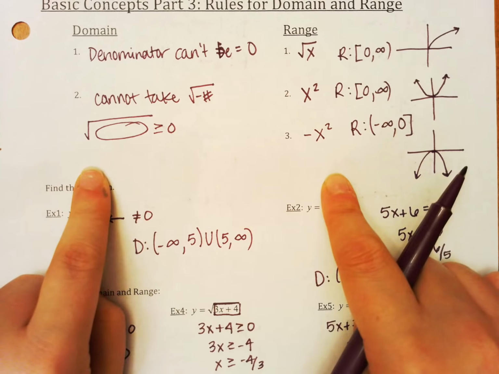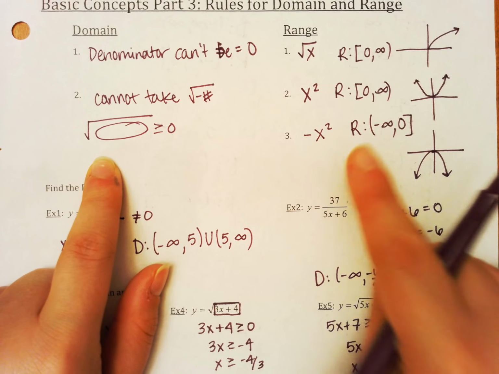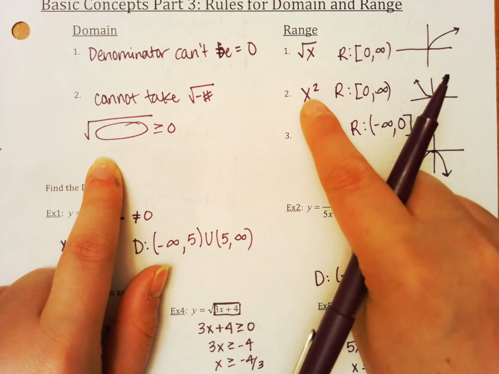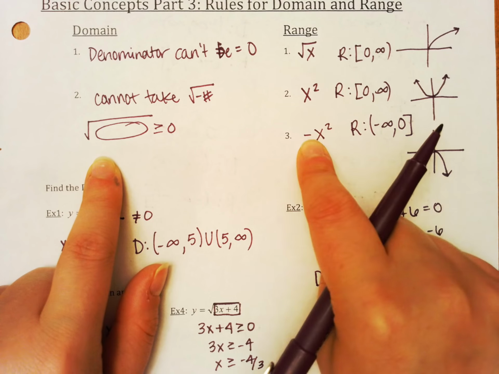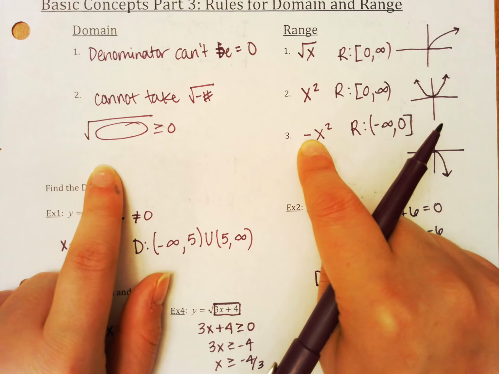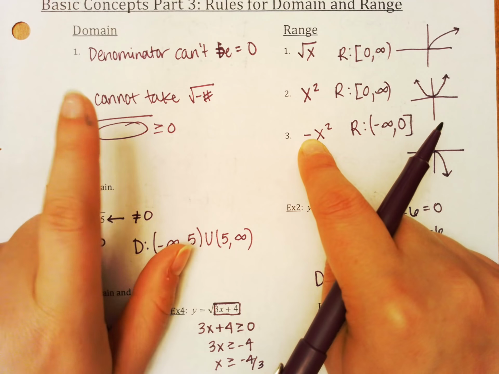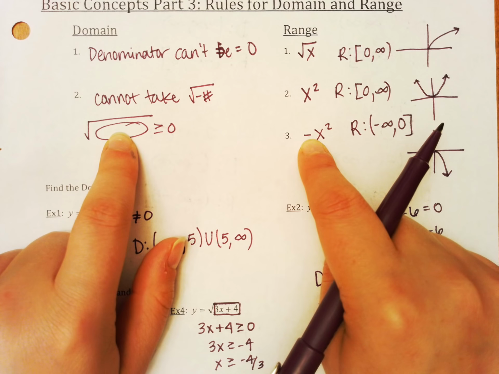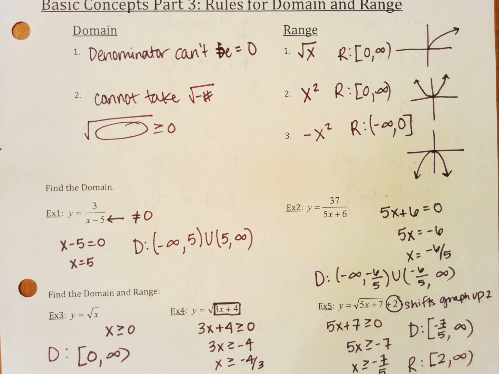We have to look at these rules for domain, and then rules for range. Do I have a square root? Do I have an x squared? Is there a negative involved? And for the domain, do I have a denominator? Do I have a square root? You're asking yourself those questions as you're looking at that. And again, I think this is the hardest day, these basic concepts for these functions.